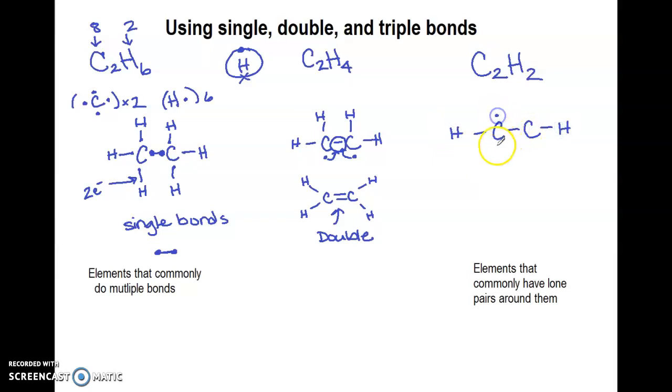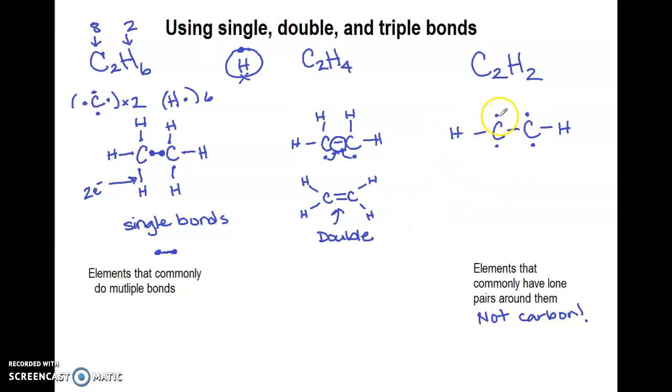So that would leave this, because we started here, but we're sharing. So one thing, carbon does not tend to have lone pairs. In fact, we're going to add that down here. Elements that commonly have lone pairs around them, not carbon. So carbon tends to have 4 bonds in some manner, whether that's single bonds, double bonds, or triple.